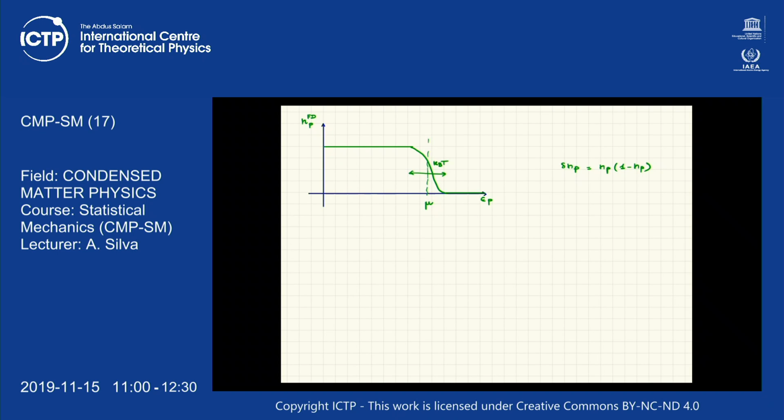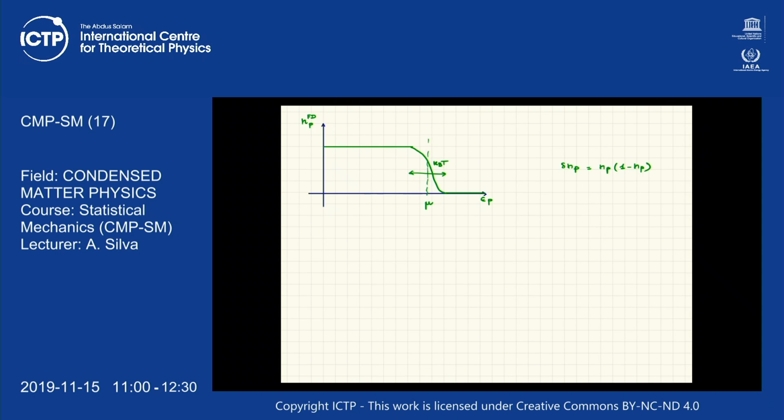Well, I'll let you do the calculation. It's very simple. So this function here, you see that it's finite only if n_p is not equal to 0 nor 1. So if it's something in between, then it's finite. Otherwise, it's equal to 0. So it's going to be 0 here, and then the fluctuations are going to be maximal close to this point.